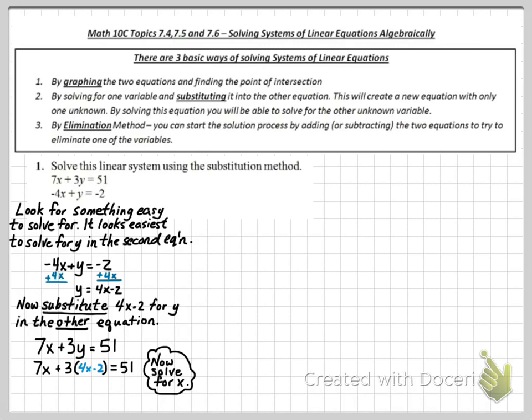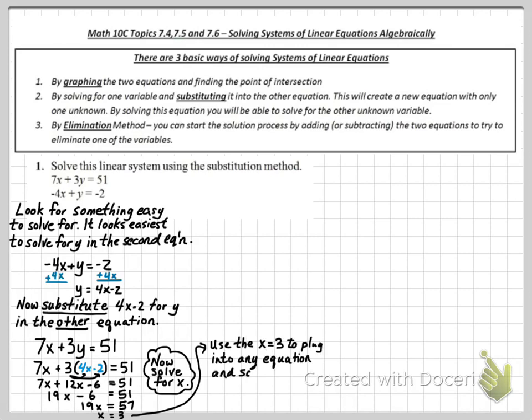Now I can solve for x. If I expand and simplify this, I'll get 7x plus 12x minus 6 equals 51, or 19x minus 6 is 51. I can add 6 to both sides, and 19x will equal 57. Dividing both sides by 19 will leave me with x equals 3. Now I found that x equals 3. So I'm going to continue by plugging 3 back into one of the other equations. And I can plug it into any equation now. This will allow me to solve for y.